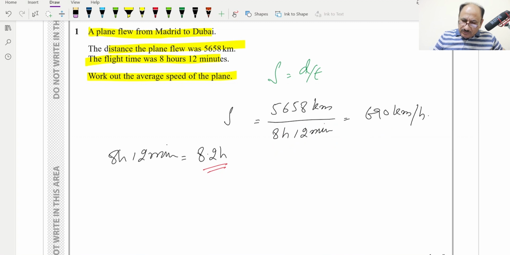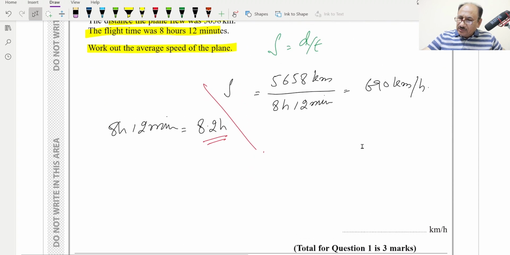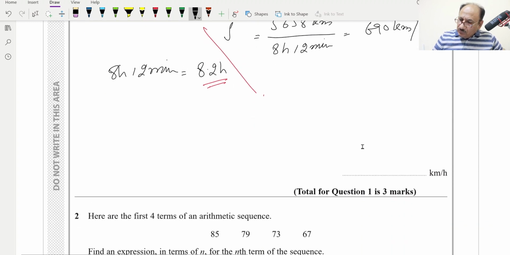Hopefully you understood this. This is additional working which I have provided for your understanding also, and the answer will be 690. So 690 kilometers per hour.